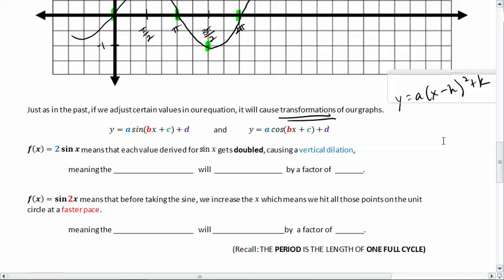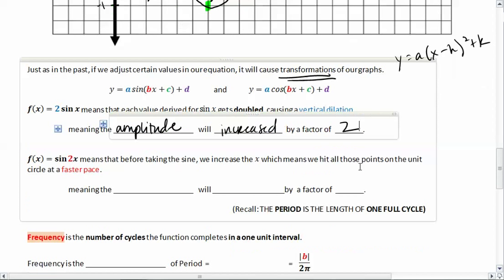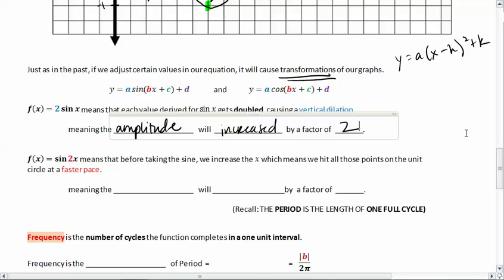So for example, if we have f of x equals 2 sine x, 2 times the sine of x. That means for each value derived from that sine of x, we double it. So any value, whether or not it's positive or negative, we're going to double that value. We're going to get a larger value, which causes a vertical dilation. This means the amplitude will be increased by a factor of 2 for that example. That's what affects our a, our amplitude.